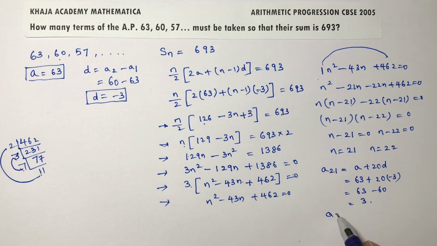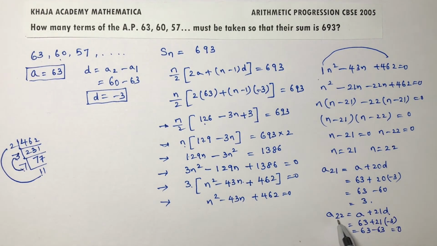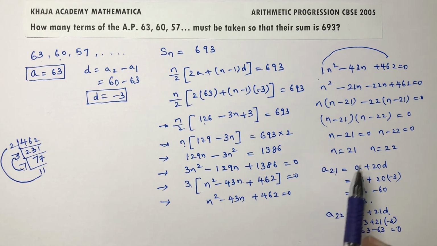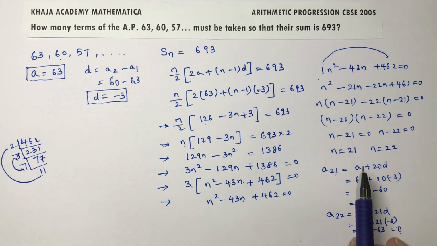Now try to find A22. A plus 21D, which is nothing but 63 plus 21 into minus 3. 63 minus 63, which is 0. See, if you observe, the 22nd term is 0. So that's why if you add 21 terms, you will get 693. If you add 22 terms also, you will get 693. So here the number of terms is either 21 or 22.